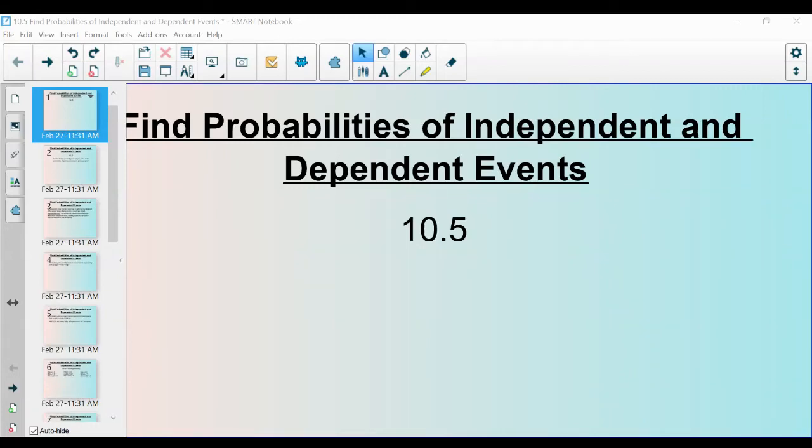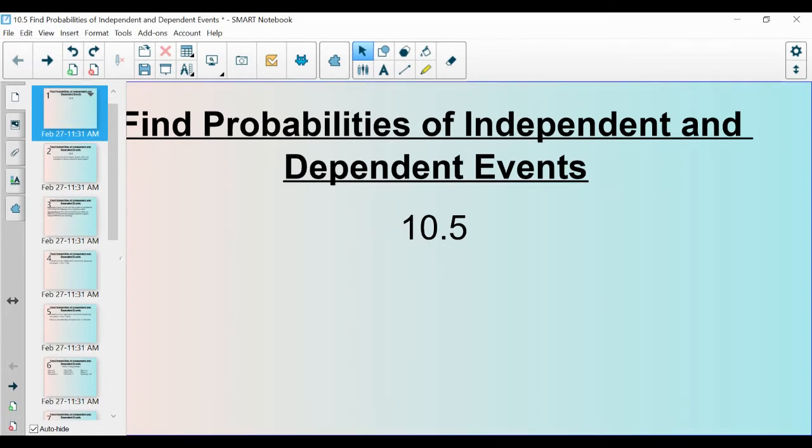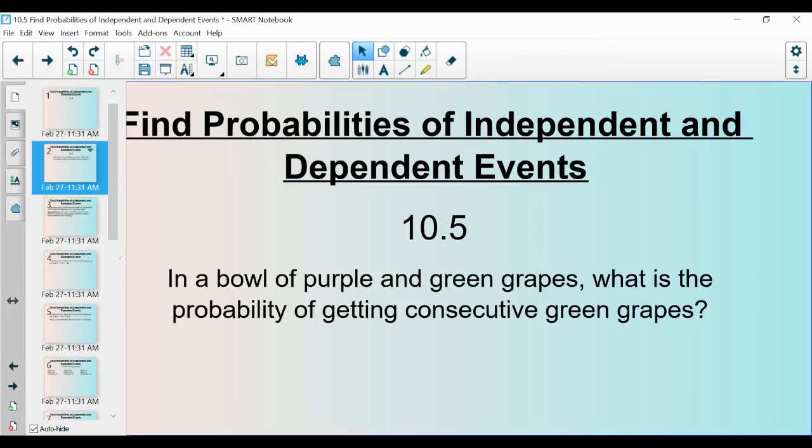Hello, Algebra 2. This is a lecture on finding probabilities of independent and dependent events. This is section 10.5. The goal of 10.5 is to answer questions like this. Hypothetically, we have a bowl of purple and green grapes. What is the probability of us randomly selecting two consecutive green grapes?